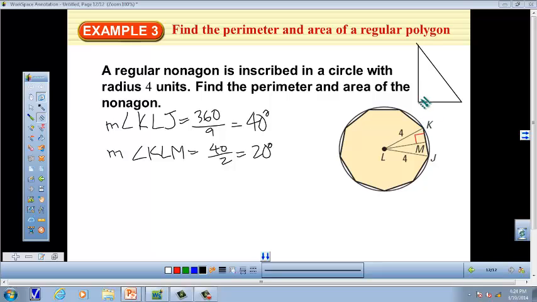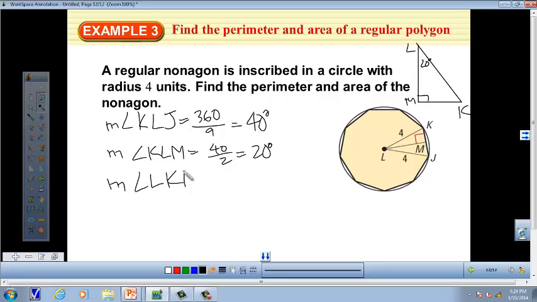I'm drawing the triangle where this is L, this is M, and this is K. This angle is 20 up here. We want to know what angle LKJ is, or LKM is. So I want to find LKM, which is this one right here.